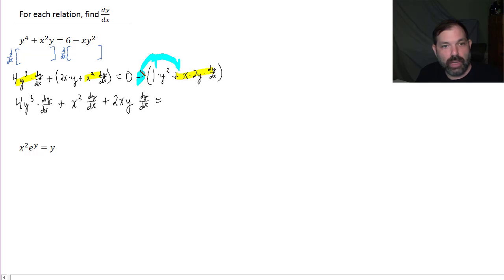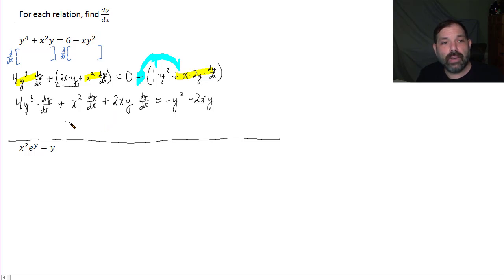So let's leave this term here, a negative y squared, and I have to bring this term to the right, minus a 2xy. So now notice that everything on the left-hand side has a factor, all the terms on the left have a factor of dy/dx. So I could write the left-hand side as dy/dx times 4y cubed plus x squared plus 2xy. The right-hand side is still negative y squared minus 2xy.